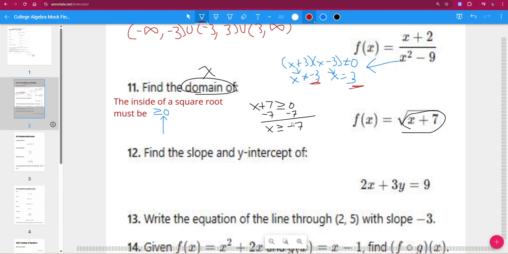So this is technically an answer, but usually you'll write it in interval notation. It's like an arrow pointing to the right, so I'm going to start at -7. So bracket -7, comma, infinity.